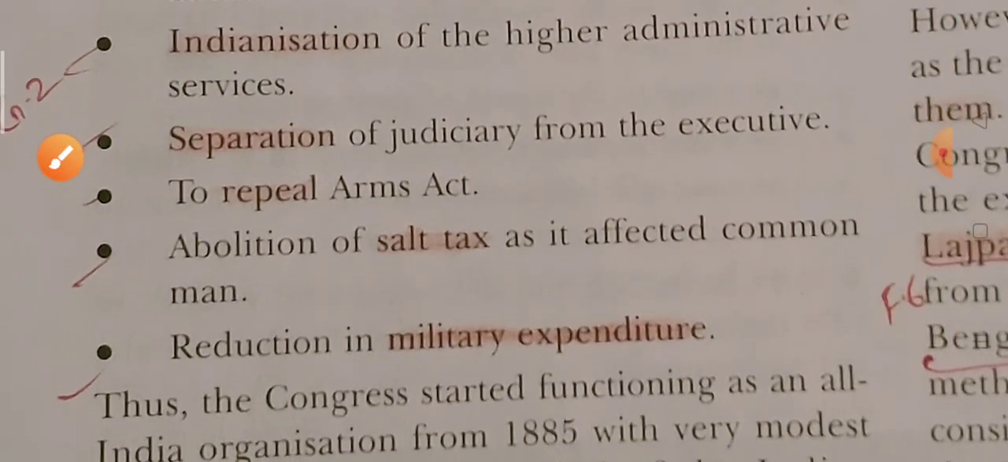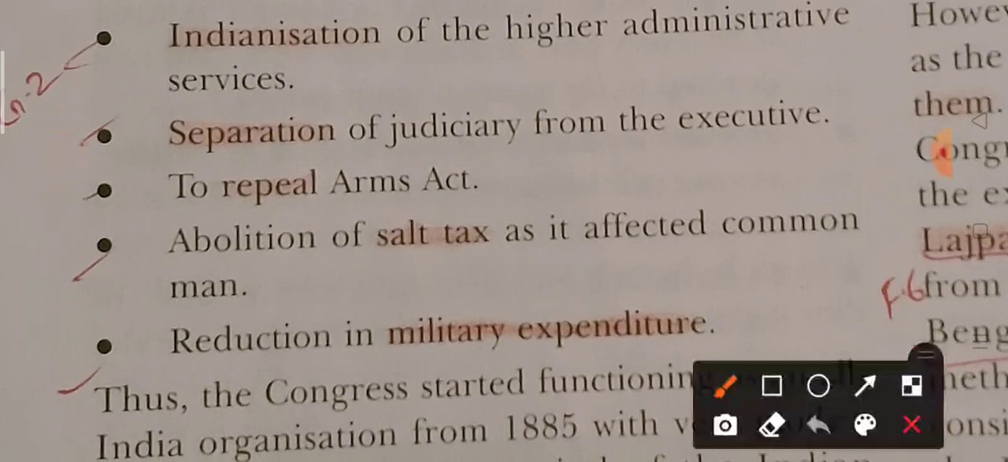Next is the separation of judiciary and executive. In these times there was another problem with judiciary and executive. What is the executive? The executive means the implementing institutions, implementation organizations. There was no difference between judiciary and executive, so separation was the next demand.